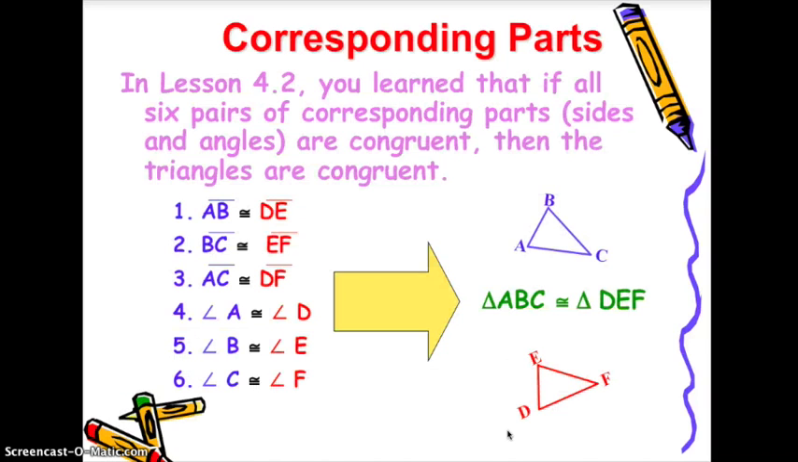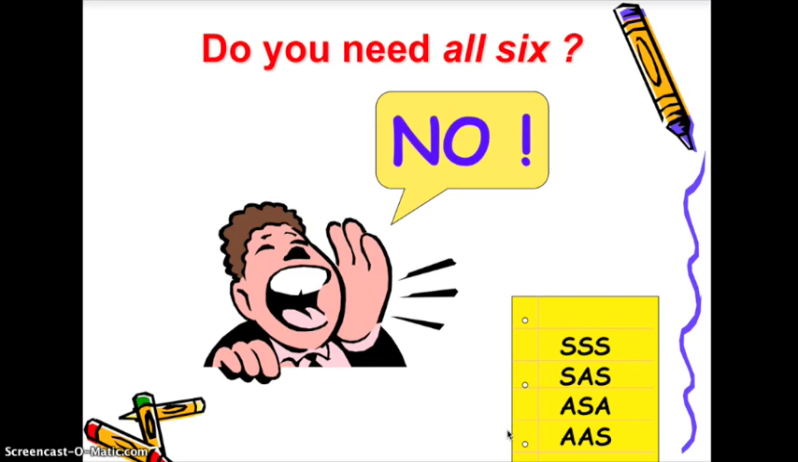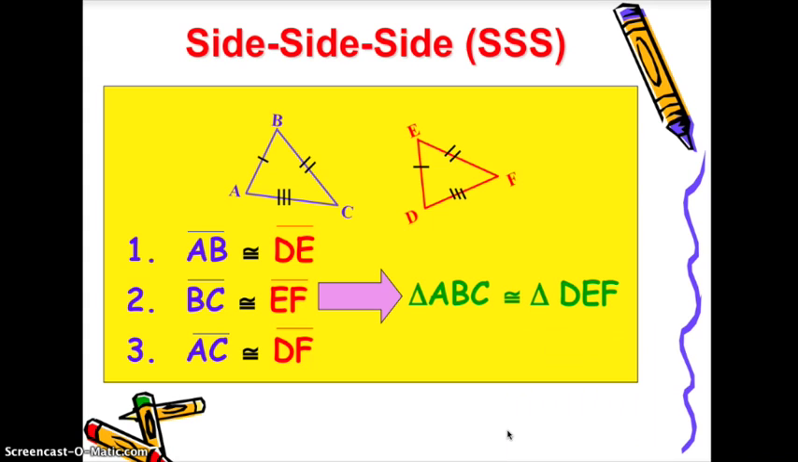congruent? Well, yesterday in class we learned that in order for them to be congruent, all 6 pairs of corresponding parts are congruent. So all the sides are congruent and all the angles are congruent. However, you do not need all 6. Instead, you can just use these 4: side, side, side, side, angle, side, angle, or angle, angle, side.